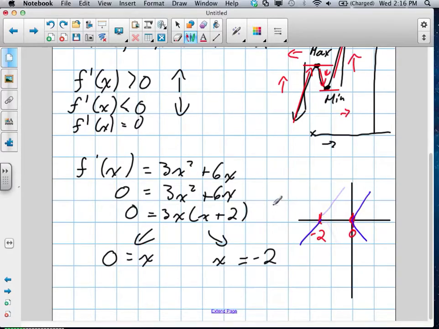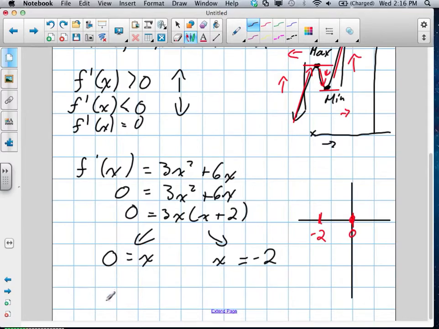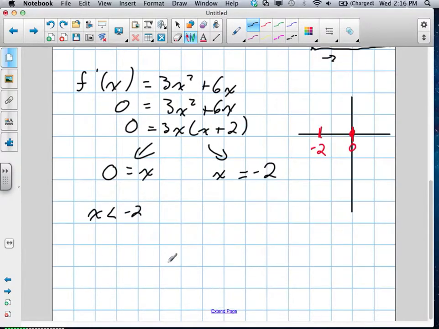What we're going to do to solve this is we're just going to take a value before -2 and plug it into our derivative formula. If we end up with a negative number, we know we're decreasing. If we end up with a positive number, we know we're increasing. Okay? So, before -2, in other words, when x is less than -2, let's use a nice value of -3.